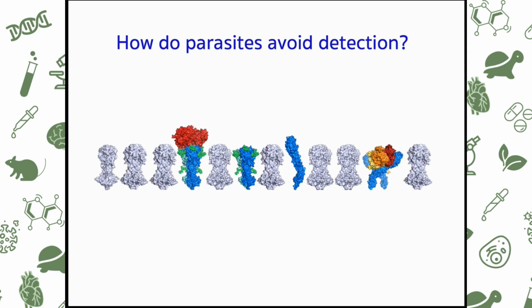So how on earth do they do that? What tricks do they use? Because they're advertising their presence through these different proteins on their surface. So how do they avoid being detected?